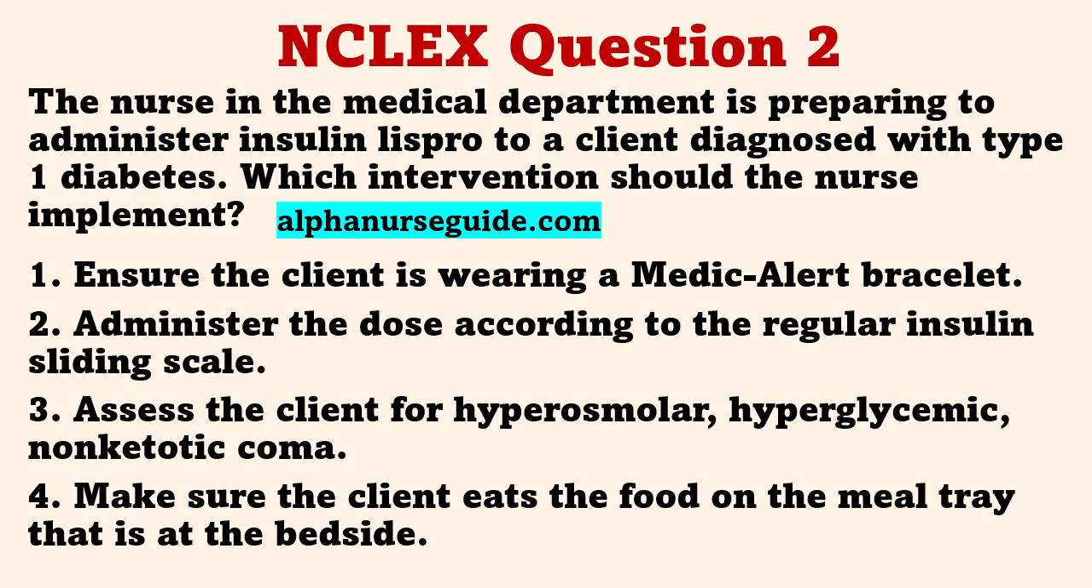Insulin Lispro is not regular insulin, it is fast-acting insulin. It is not administered according to the regular insulin sliding scale. The peak time for insulin Lispro is 30 minutes to 1 hour. Regular insulin peaks in 2 to 4 hours. A client with type 1 diabetes will experience DKA. A client with type 2 diabetes will experience hyperosmolar, hyperglycemic, non-ketotic coma.